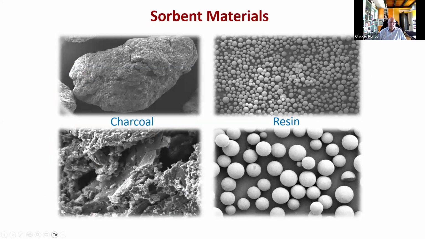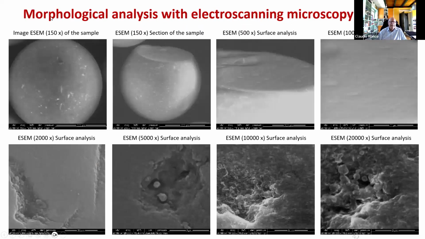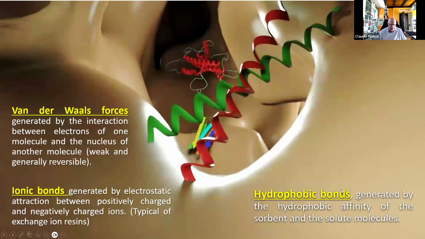Now, the original sorbent materials like charcoal were very bioincompatible. Only with the beginning of this century, new resins have appeared on the scene with smooth surface and improved characteristics of biocompatibility. More recently, new macroporous resins have been developed, composed of styrene divinyl benzene copolymer, that are characterized by very smooth surface and very high biocompatibility. We have studied by scanning electron microscope the morphological analysis of the surface and the pores up to a very, very high magnification to study the characteristics of these sorbents.